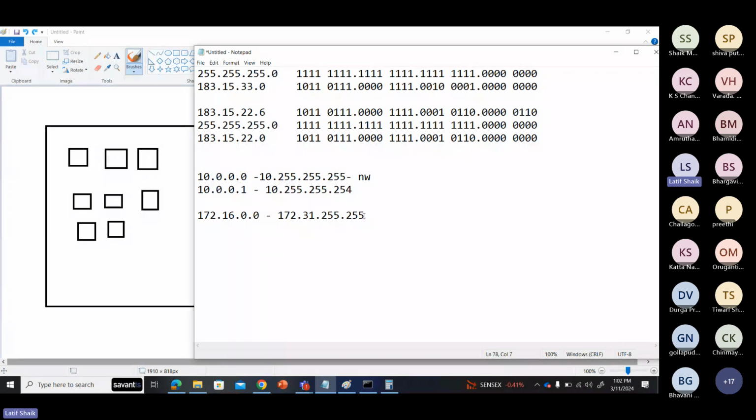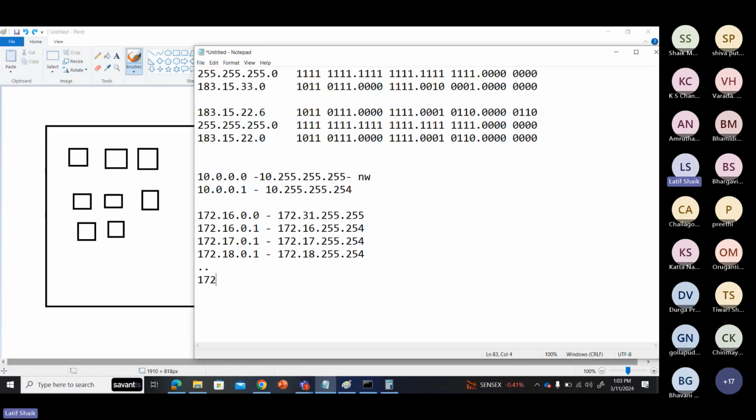But this one is not a single network. 172 is common, but the 16 is also part of the network portion. So you take one network, this is the start and this is the end. This is one network. This is a private network, and this is also a private network, and this is also a private network. They are different networks, so you will get more networks here.